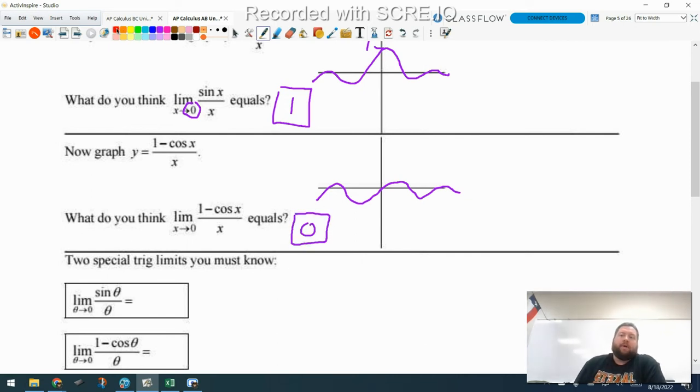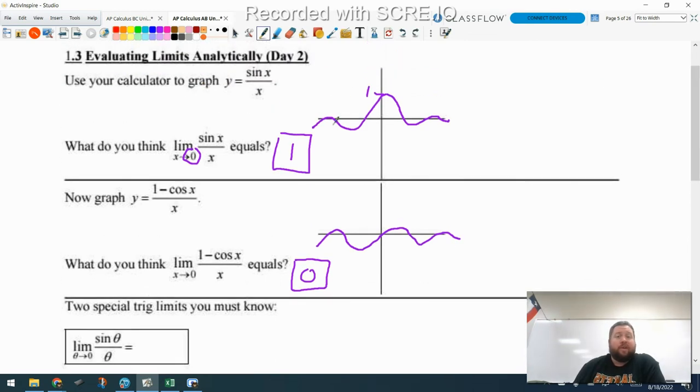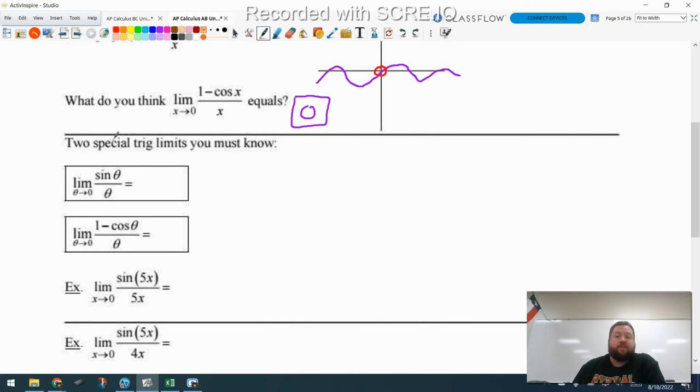All right, and so remember what I told you, when you get 0 over 0, that's actually signifying there's a hole in the graph right there. So that's what's happening. There's a hole in this graph, and there's a hole in this graph right here. Okay, but the limits are what they look like they were. This limit's equal to 1 because it's approaching 1 from the left and the right, and this limit's equal to 0 because it's approaching 0 from the left and the right. These are special properties, special trig limits you have to know. So these are two you just have to memorize.